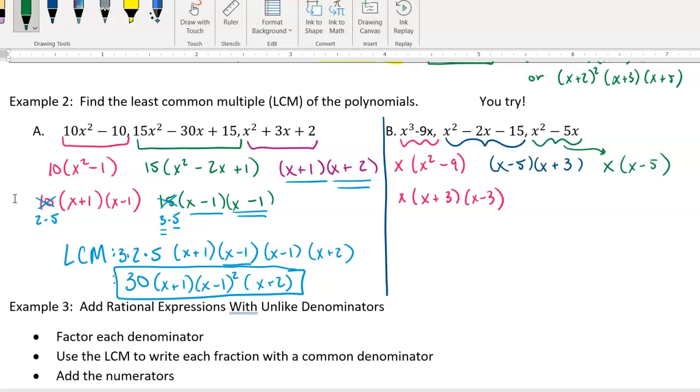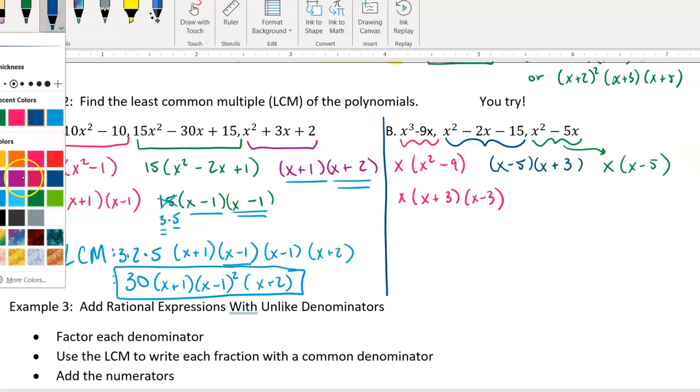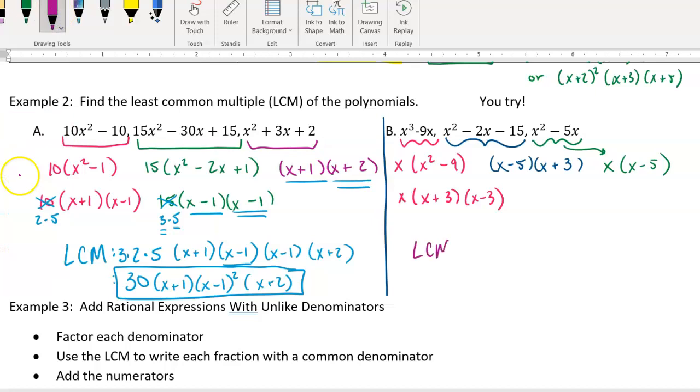All right, so let's see if you got the LCM, the least common multiple. So again, I like to start with this first bunch, so we have x times x plus 3 times x minus 3. Then I like to see what we need to add to that.